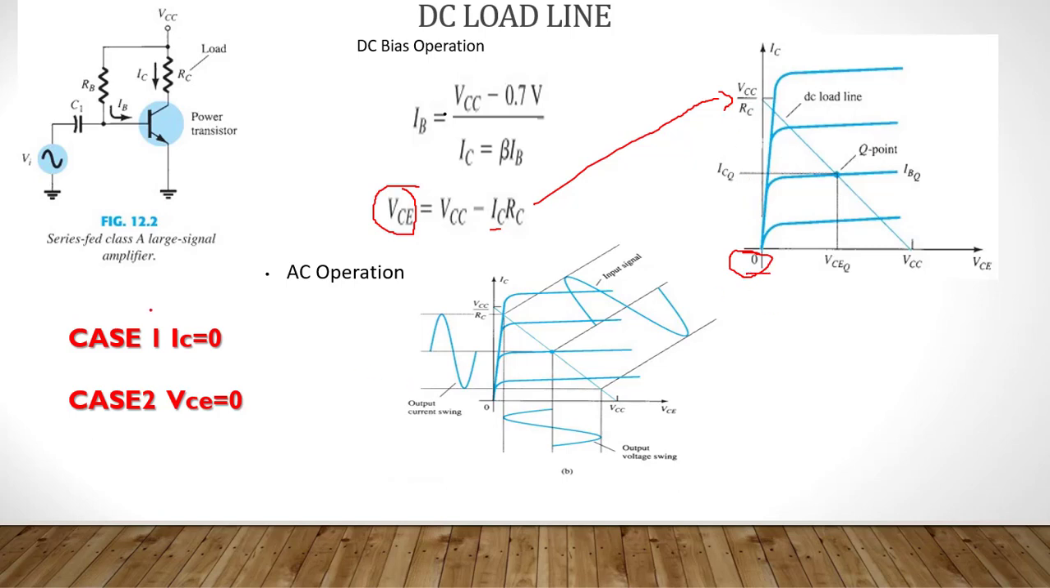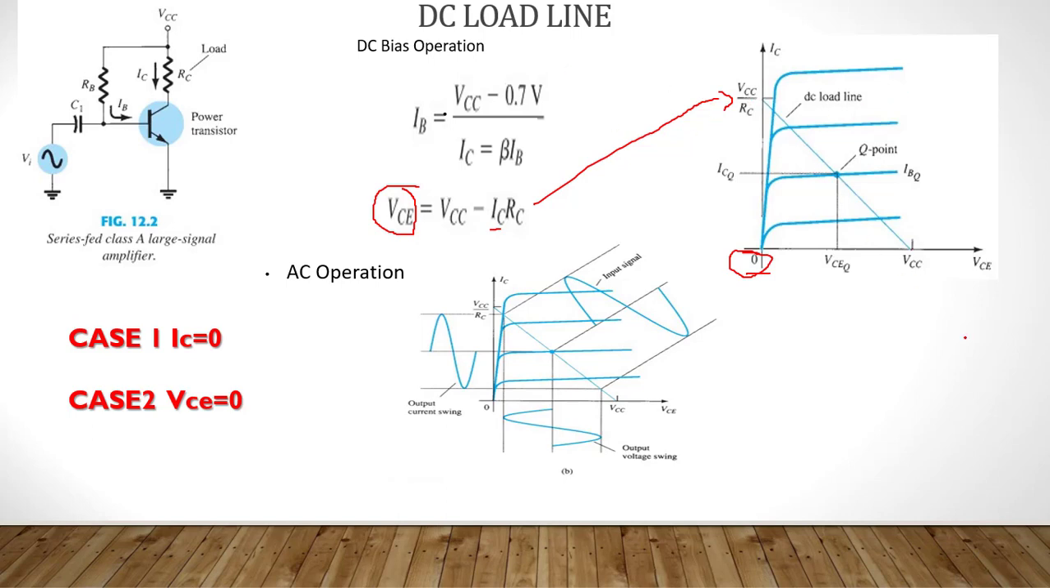So in the two cases, case 1 and case 2, we derive the two points: one is VCC by RC, one is VCC. Whatever line is drawn in between is called the DC load line. So once again, the DC load line is nothing but the line drawn between IC maximum and VCE maximum. IC maximum is obtained when VCE is 0. VCE maximum is obtained when IC is 0. I hope everyone understands what a load line is.